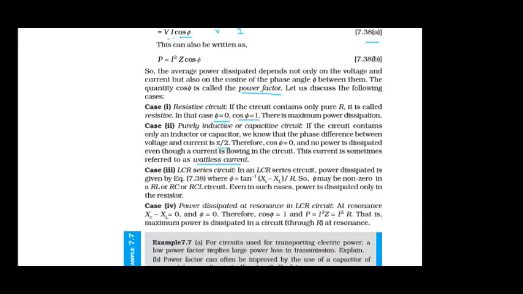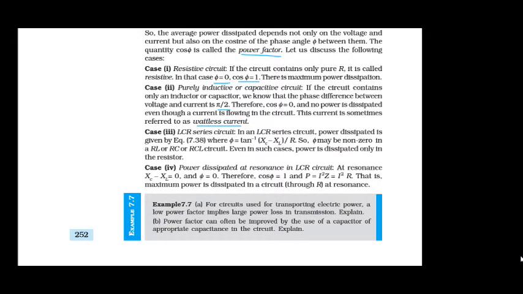One more question can be asked: what is a wattless current? They can give a scenario and ask what will be the current flowing in the circuit, and in this way they can ask many questions. So if your concepts are clear, then any and every question can be answered.